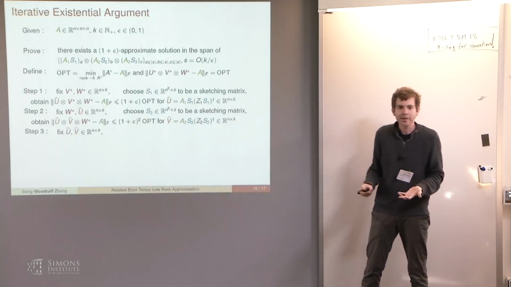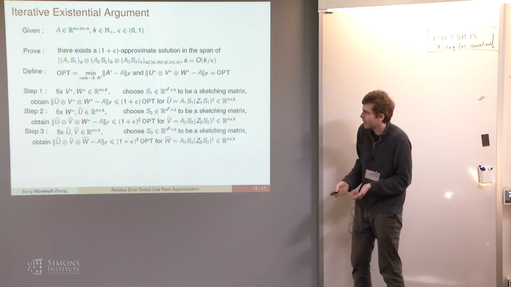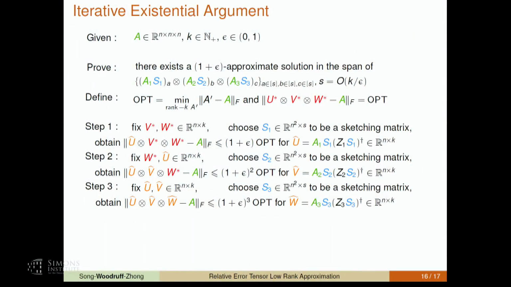And why don't you do it one more time? Fix U hat and V hat, sketch the last flattening. And now you'll find some W hat, which is in the column span of A3, S3. And this will give you a 1 plus epsilon cubed, 1 plus order epsilon approximation.